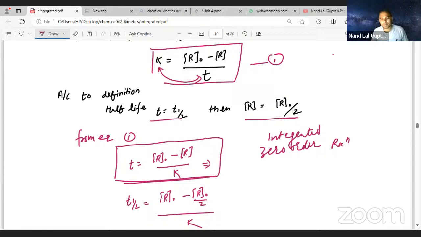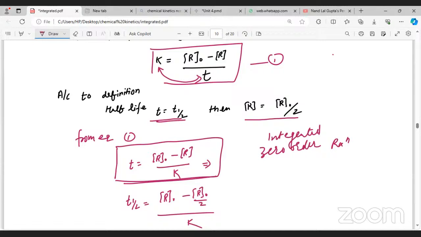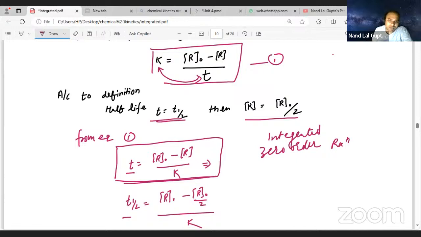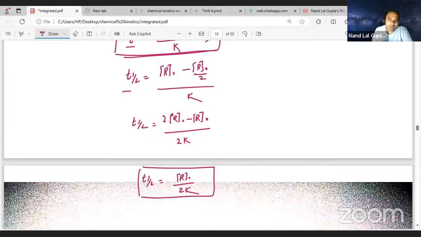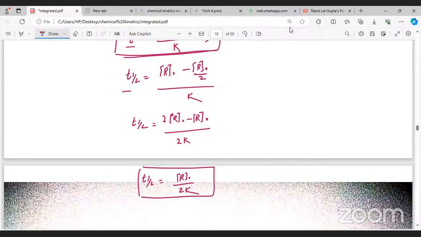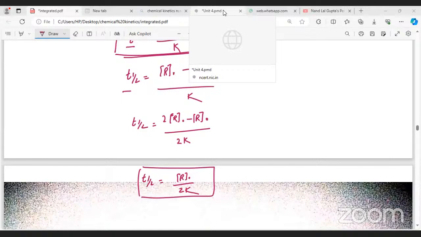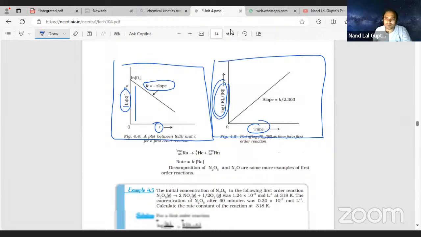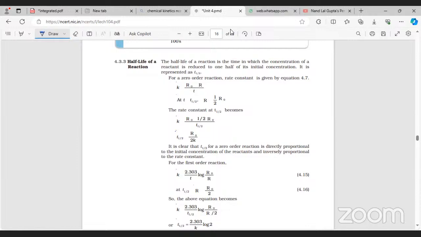Okay. Now at the place of T, we are putting T half, and at the place of R, we are putting R naught by two, because the concentration will be half. Then I took the LCM 2, so it becomes 2 R naught minus R naught by 2K. So the answer is T half is equal to R naught by 2K. Can't you understand this? Yes, sir. You can see in the book also: T half is equal to R naught by 2K.